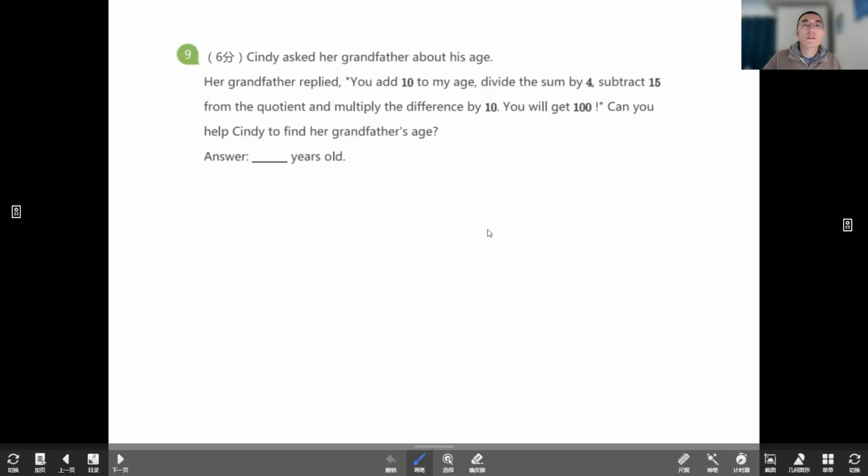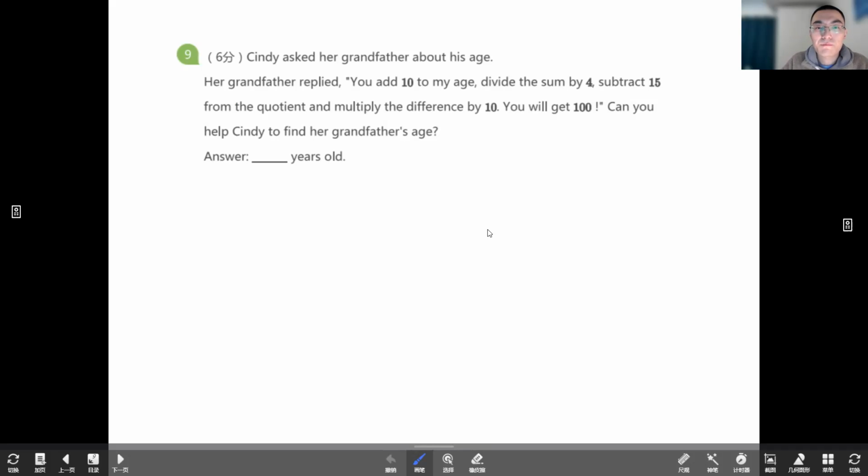So Cindy asked her grandfather about his age. Her grandfather replied, you add 10 to my age, divide the sum by 4, subtract 15 from the quotient, and multiply the difference by 10. You will get 100. So it looks like this is an age problem on first look. But if you look at what the grandpa said, it is actually a number machine problem. And with number machine, it is always helpful if we draw a diagram.